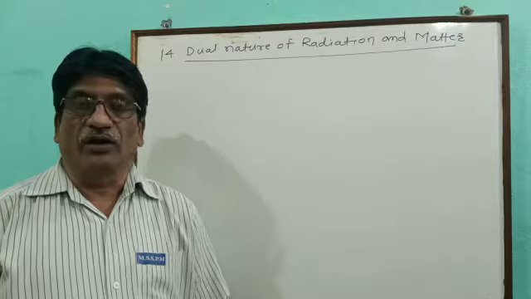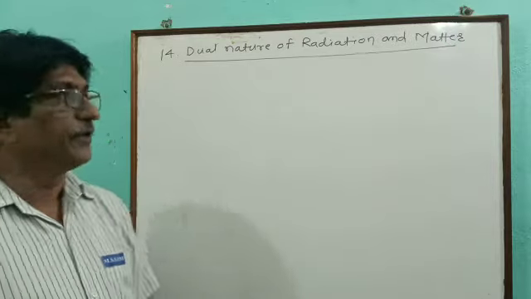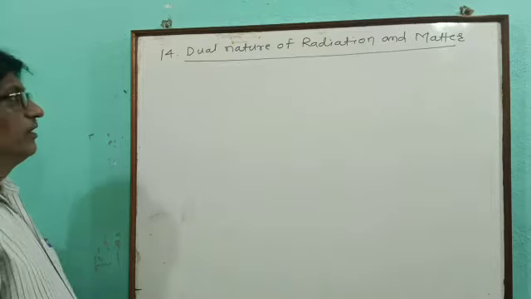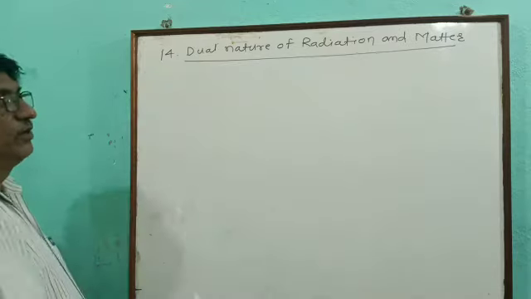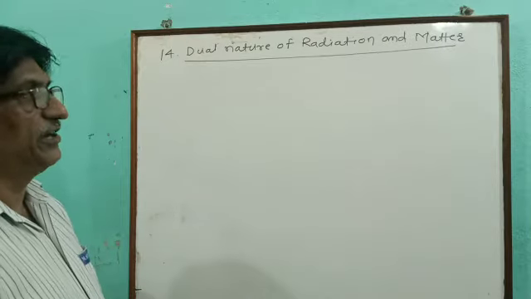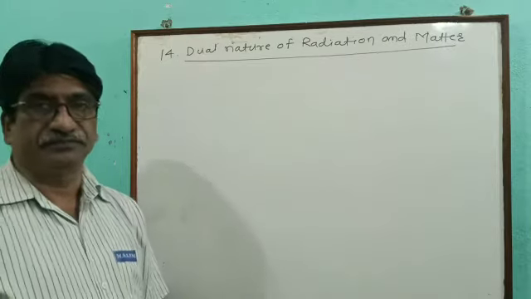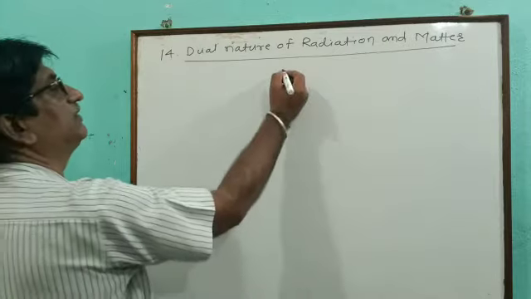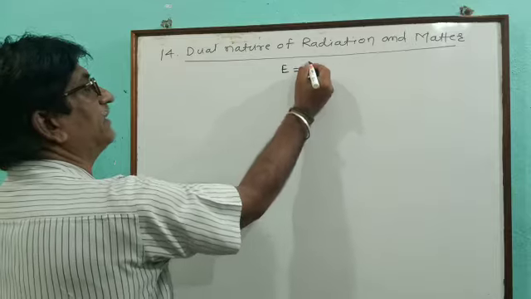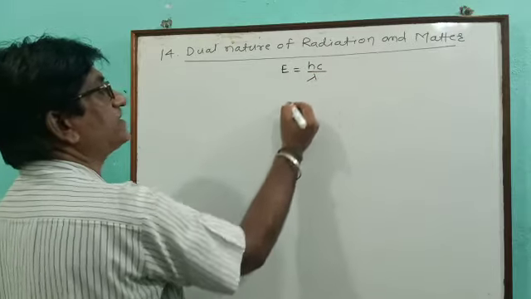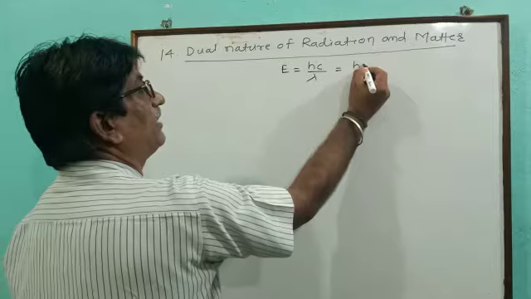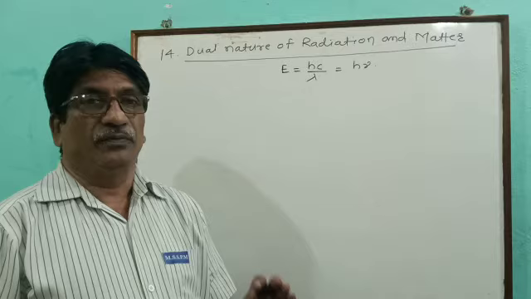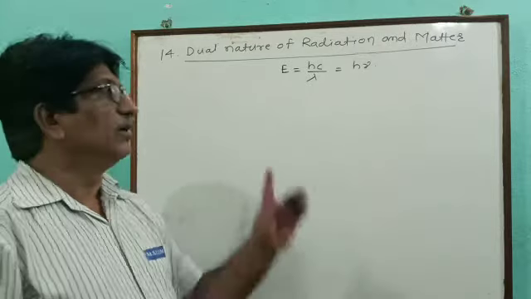Physics for 12th standard. So today we have studied chapter number 14, Dual Nature of Radiation and Matter. In this chapter we have seen the relation E = hc/λ or E = hν. Some problems can be seen on this formula.